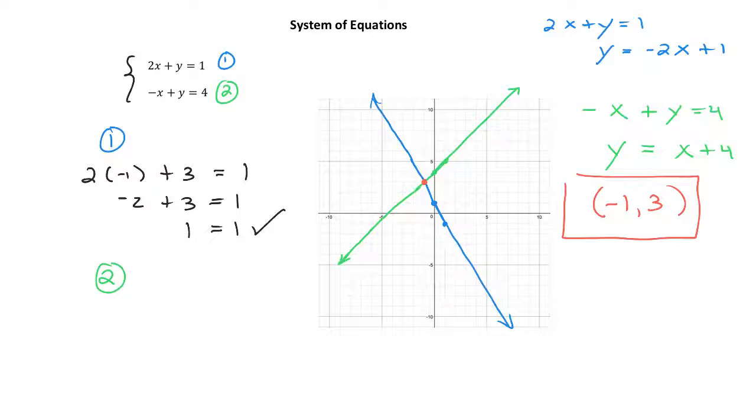If we check the second equation, that's negative 1 in place of x and 3 in place of y. Is this equal to 4? Well, that's 1 plus 3 is 4. 4 is in fact equal to 4, so it's also true there. To be a solution to a system of equations, it's some point that makes every equation true. So you can think of this as the place where the two graphs meet. And that is it for this first part.